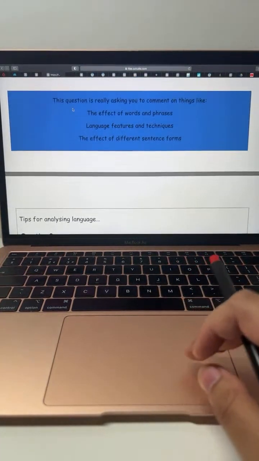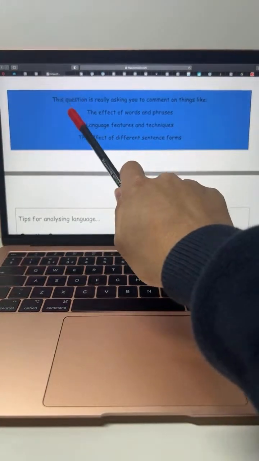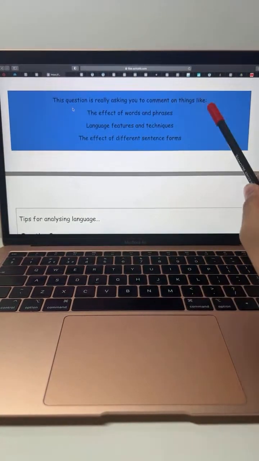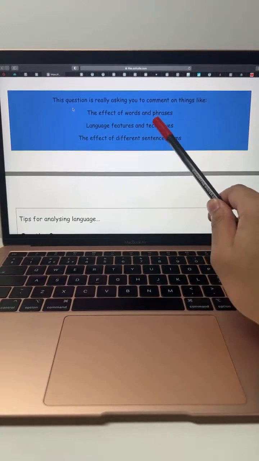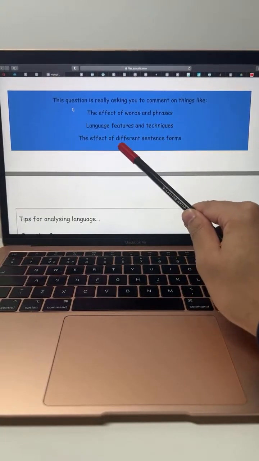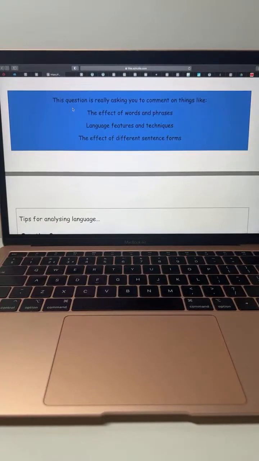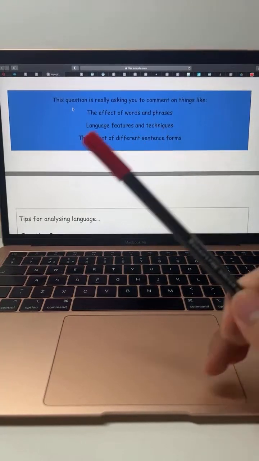Very quickly, in simple terms, this question is really asking you to comment on the effect of words and phrases, language features and techniques, and the effect of different sentence forms. So that's something for you to consider and look at.